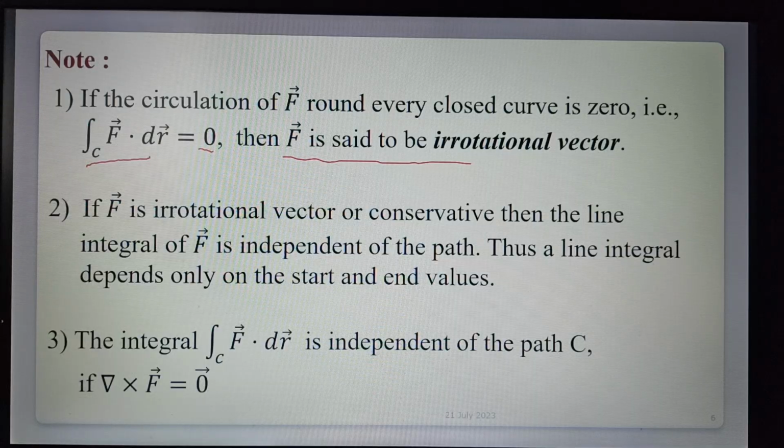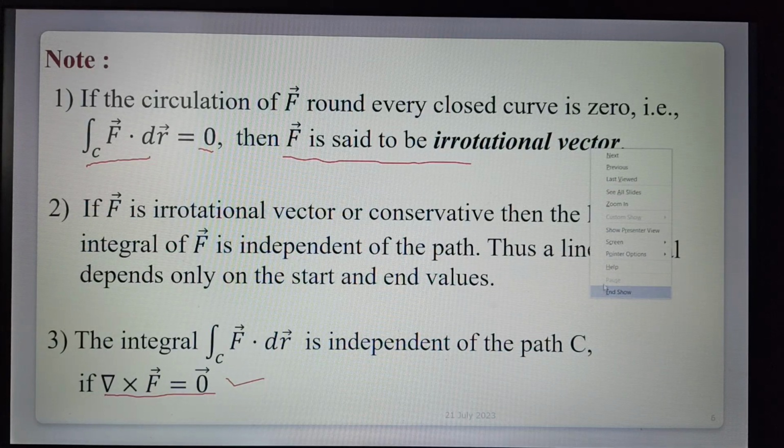Next, third one: the line integration over C of f bar dot dr bar is independent of the path C if del cross f bar is equal to 0 bar. That means, if we have to show that the given line integral is independent of the path, how to show that? It is just showing that the vector field is conservative. That is enough: to show that del cross f bar is equal to 0 bar. When del cross f bar is equal to 0, the line integral of f bar is independent of the path. This is one of the notes of line integral.